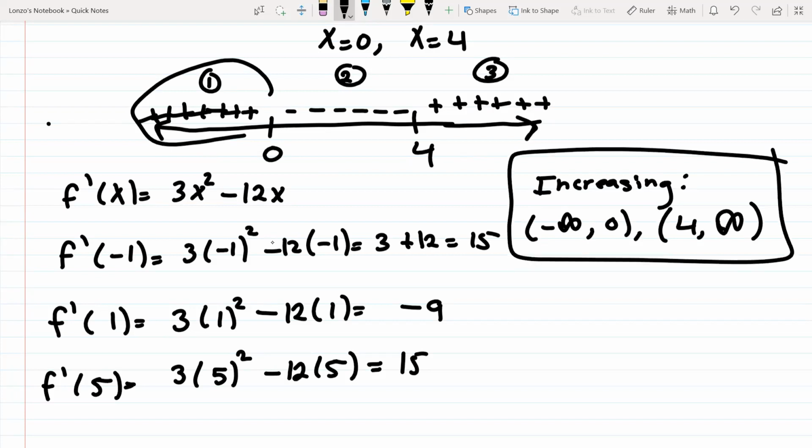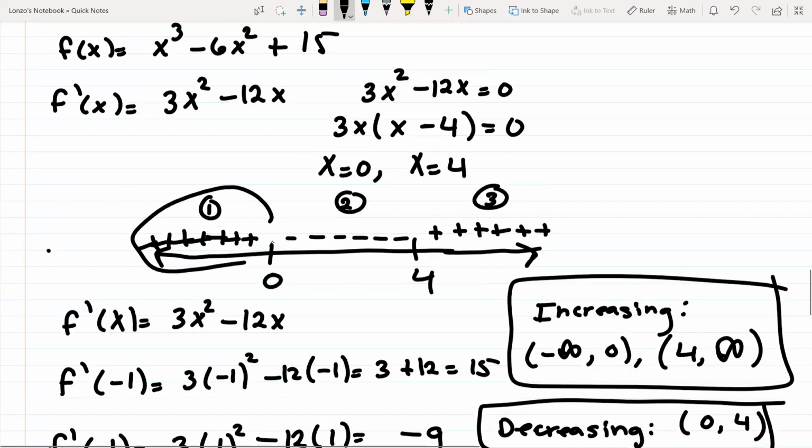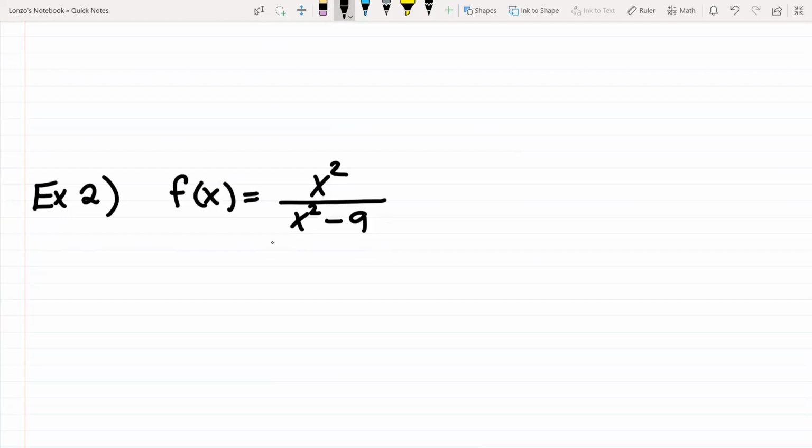So this is increasing. Now let's do decreasing. It's only decreasing in boundary 2 because it's a minus, right? So it's decreasing from the x value of 0 to 4. Okay, so that's pretty much how you figure out increasing and decreasing. Now let's do a little bit more. Let's do a rational function.